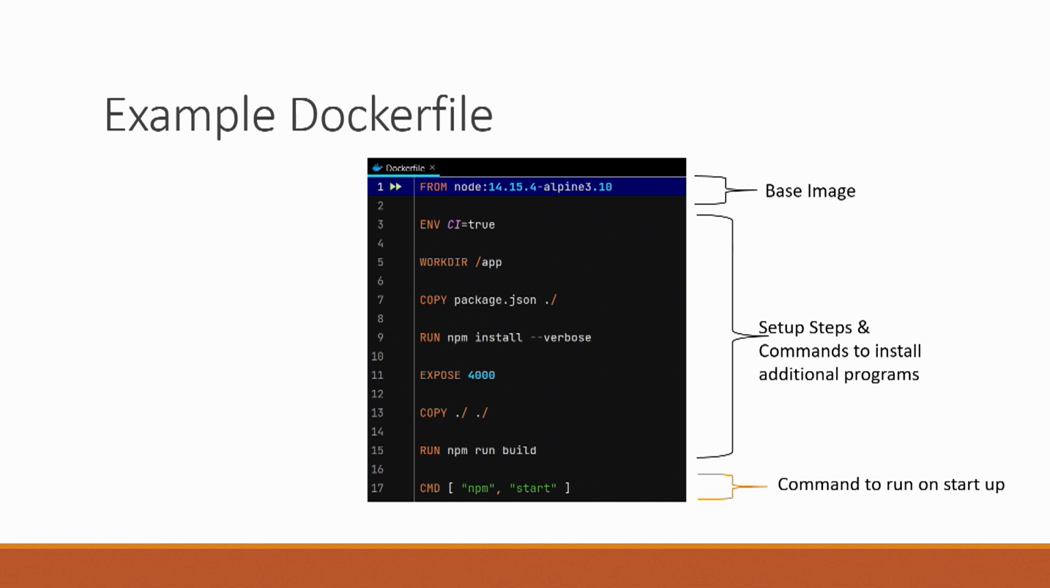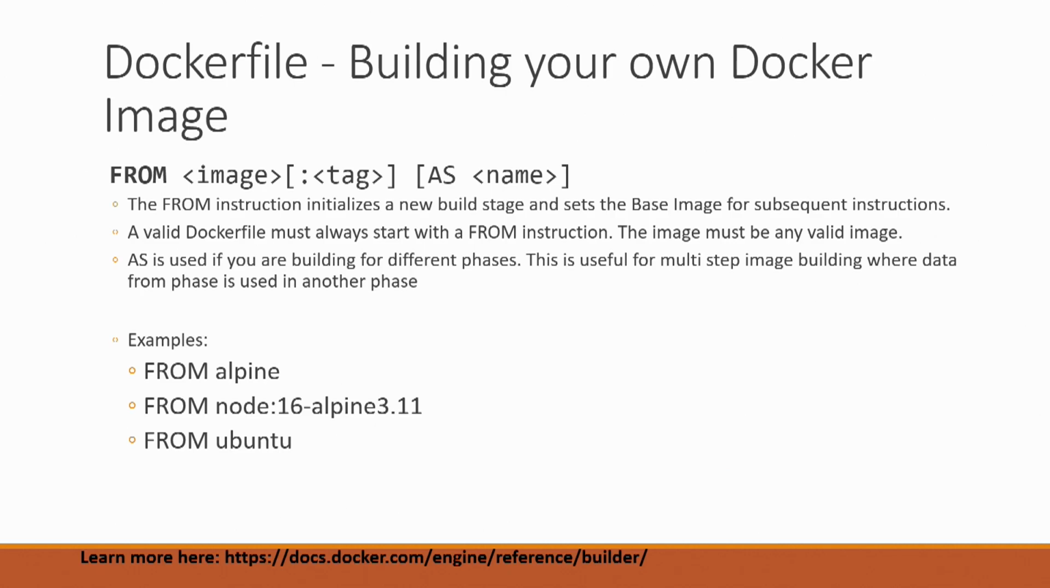When building a Dockerfile, you must start with a base image. So the FROM command is used to specify the base image that you want to start with. These are the commands Docker has given us to use to create a Dockerfile.